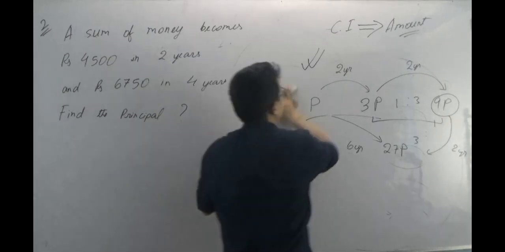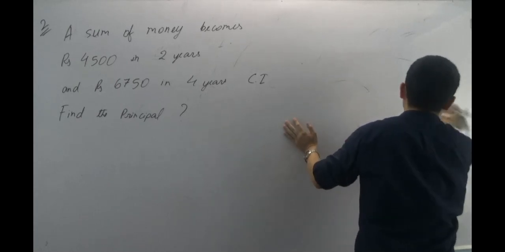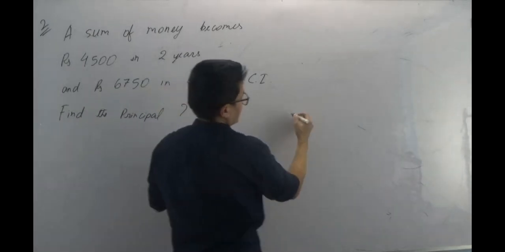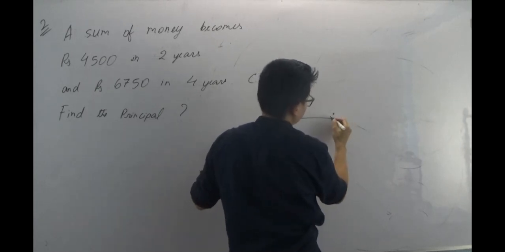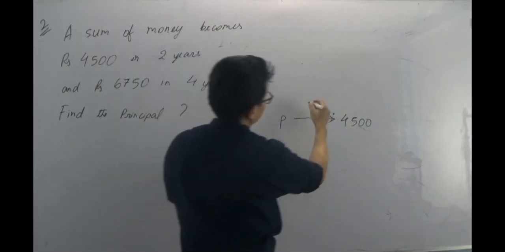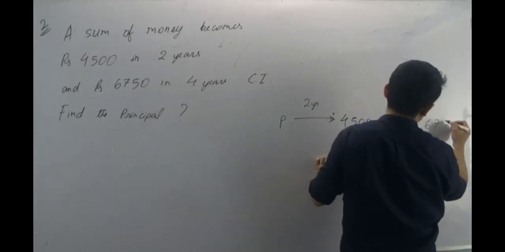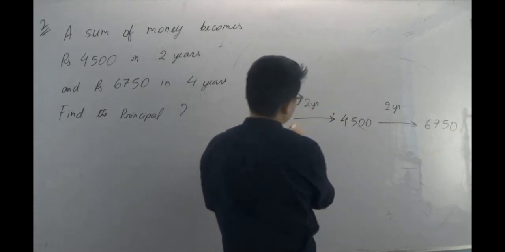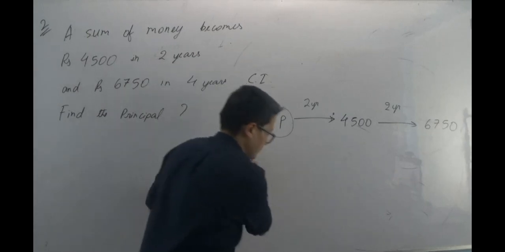Okay. Now this variation. What is given in the question is the principal. The principal becomes 4,500 in 2 years. 4,500 becomes 6,750 in again 2 years. Here, see the unknown. The question asks for the principal. The demand of the question is the principal.